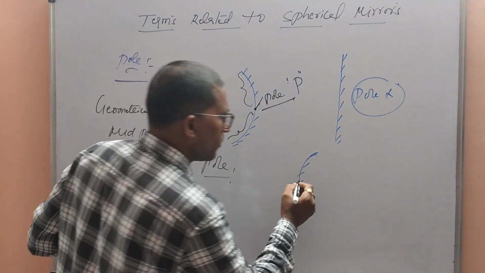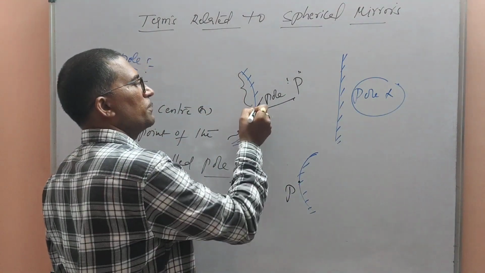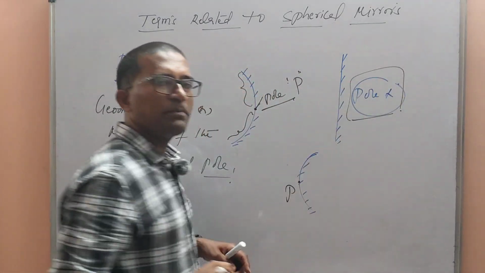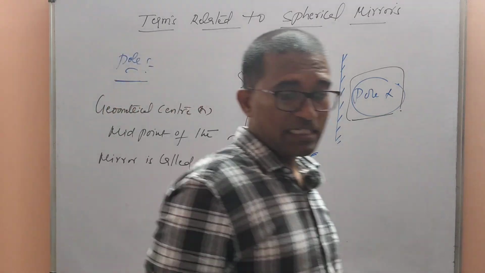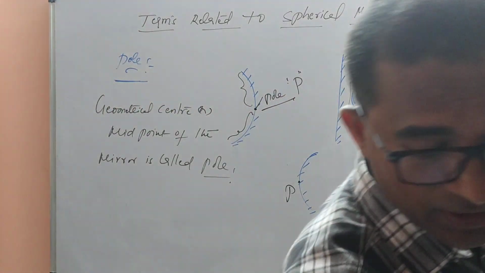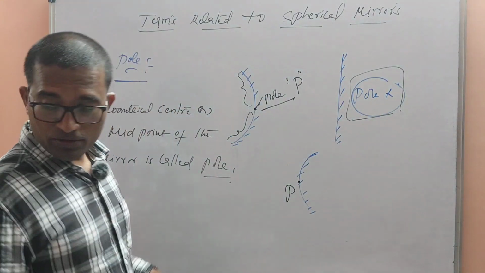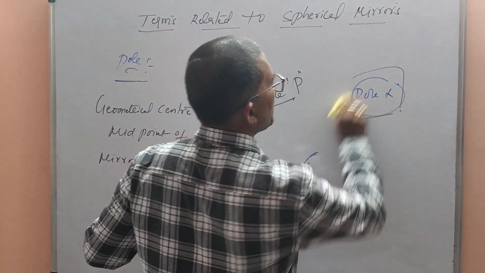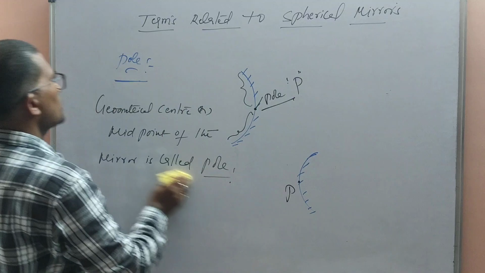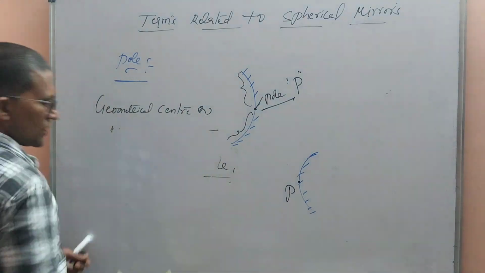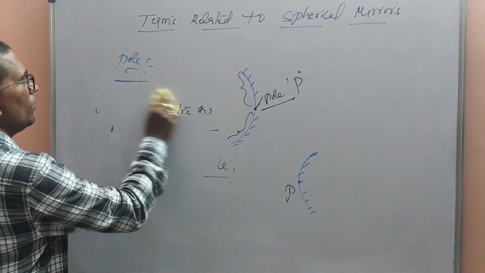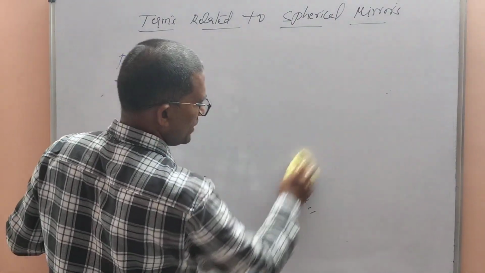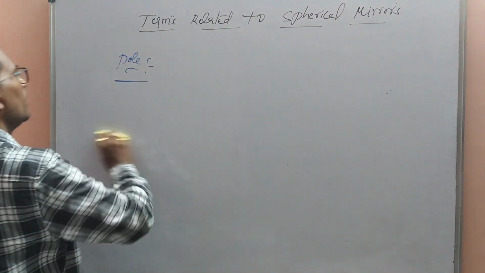Here this is the pole for a convex mirror and this is the pole for a concave mirror, whereas in the case of a plane mirror we won't find any pole. Understood? If they ask in the examination whether you can find a pole for a plane mirror, there is no pole for the plane mirror. The first term related to spherical mirrors is the pole: the geometrical center or midpoint of the mirror.